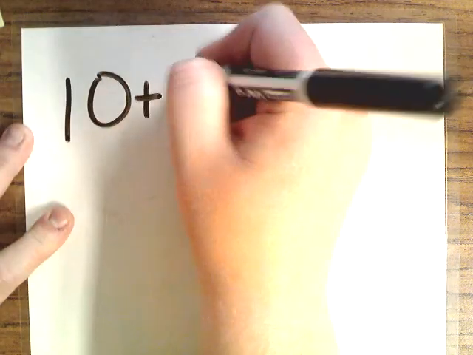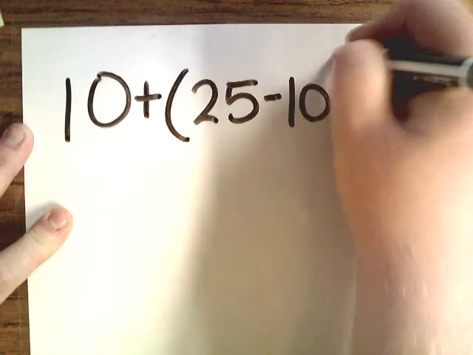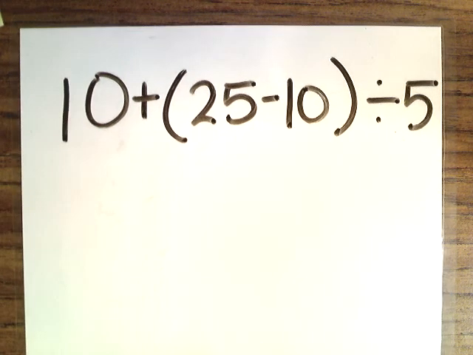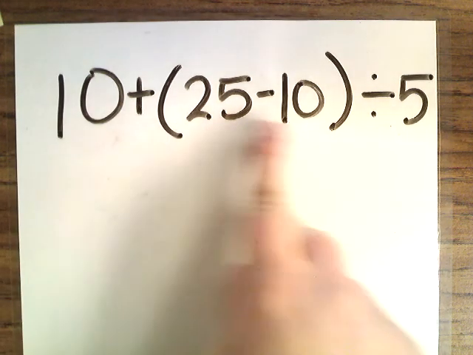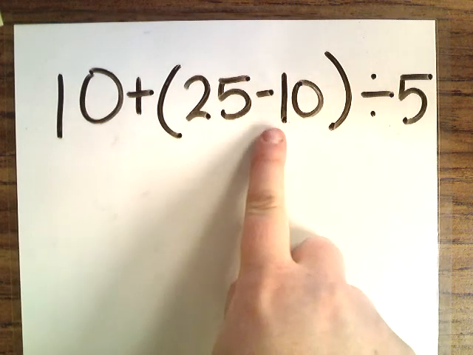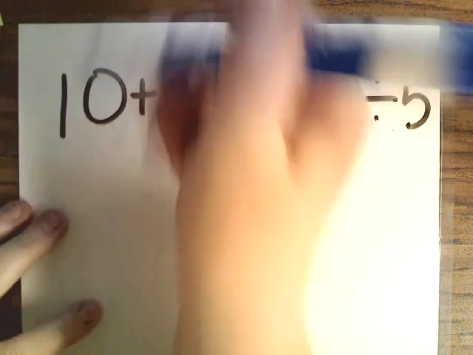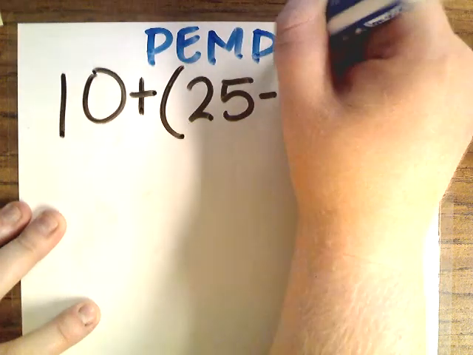Number two says, I'm going to rewrite it on my board here. 10 plus, I've got some parentheses, 25 take away 10 divided by 5. Okay? First thing I do is I say, okay, I've got multiple numbers and multiple operation signs. So I know I'm doing order of operations, which is the same thing as PEMDAS. Write it on your page.